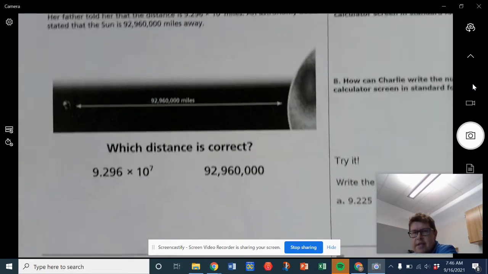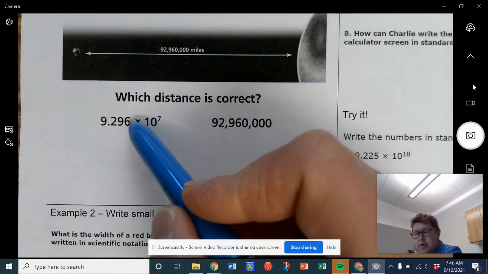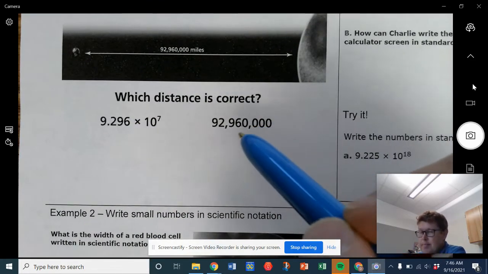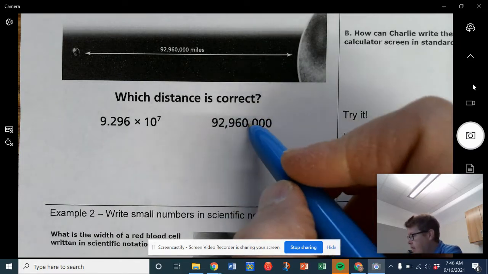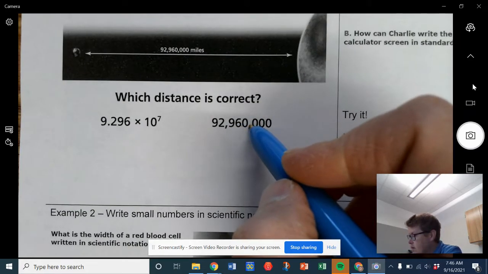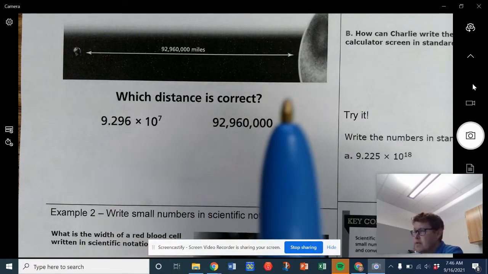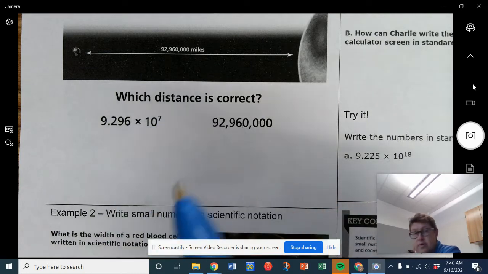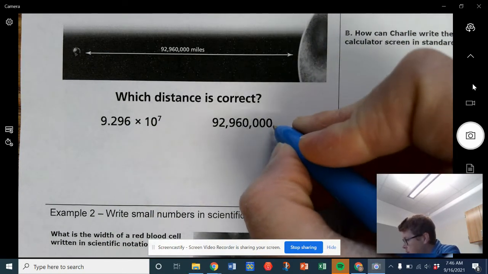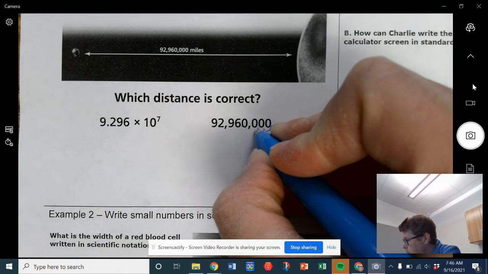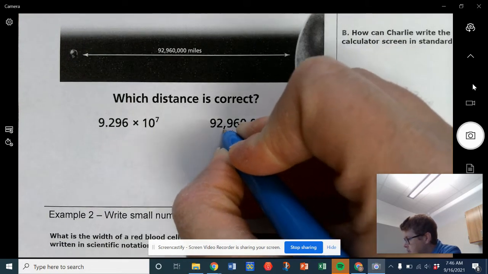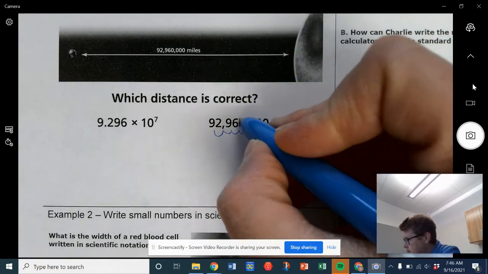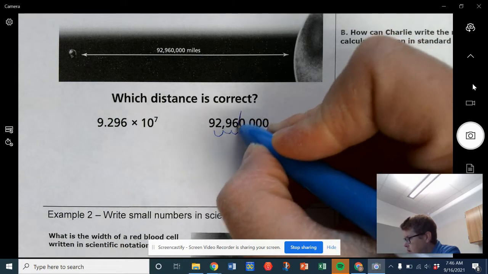I think it's easier to convert from standard form to scientific notation rather than converting from scientific notation to standard form. We will do that in a bit. But for right now, I'm going to take this 92 million, convert it into scientific notation, and see if it matches the number that her father told her. So when it's a very big number, we move it to the left. 1, 2, 3, 4, 5, 6, 7. We don't really need to worry about rounding this. We'll just cut it off right there.